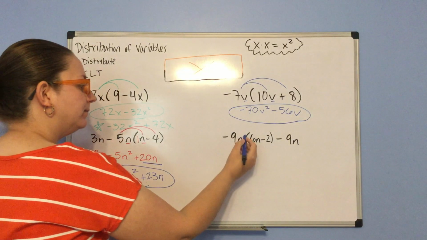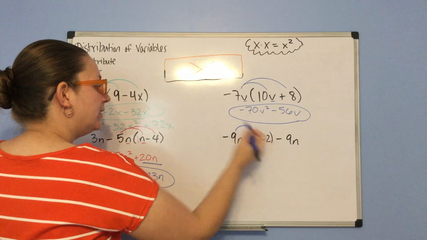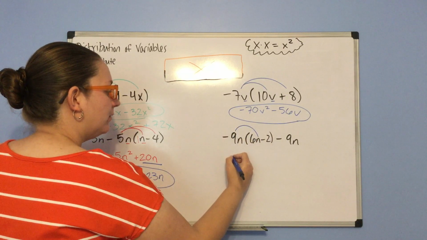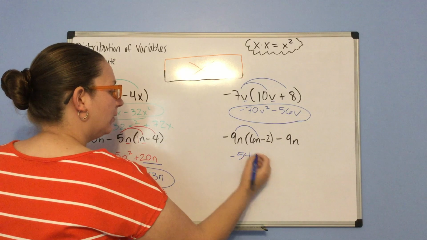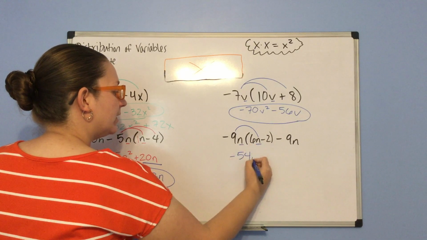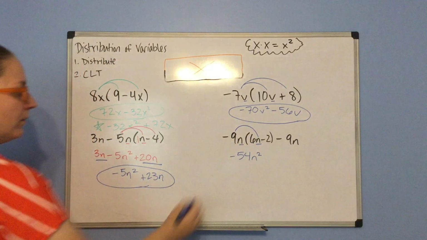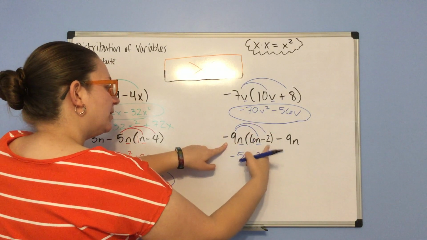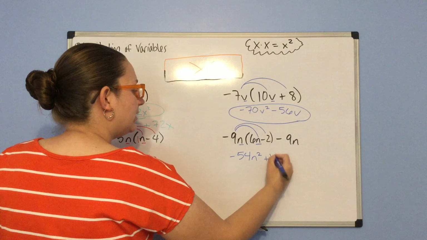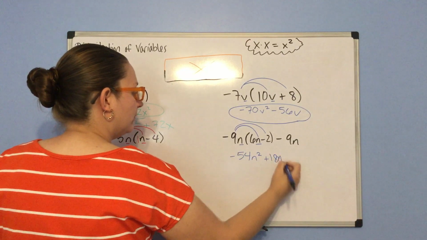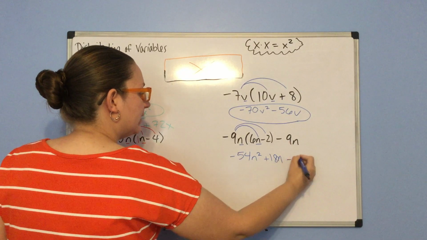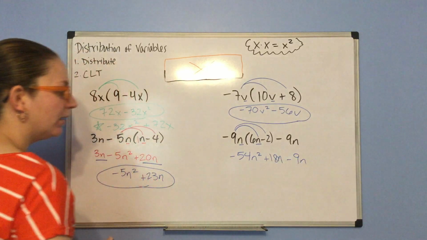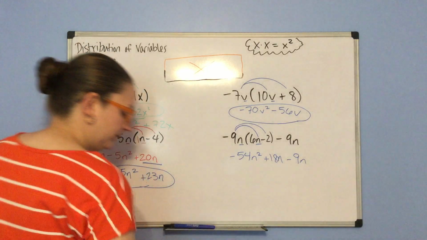One more here. Negative 9n times 6n. Negative 9 times 6 is negative 54. N times n is n squared. Negative 9n times negative 2. Negative 9 times negative 2 is positive 18, and then n. And then we still have another minus 9n here. That's not part of the distributing, but we need to not forget about it.